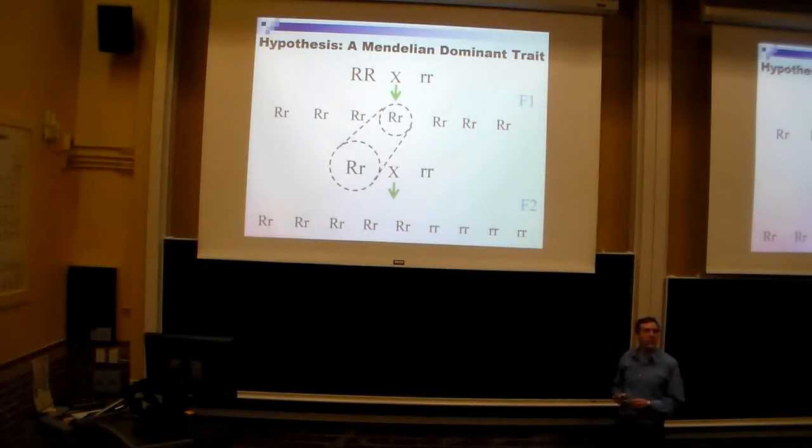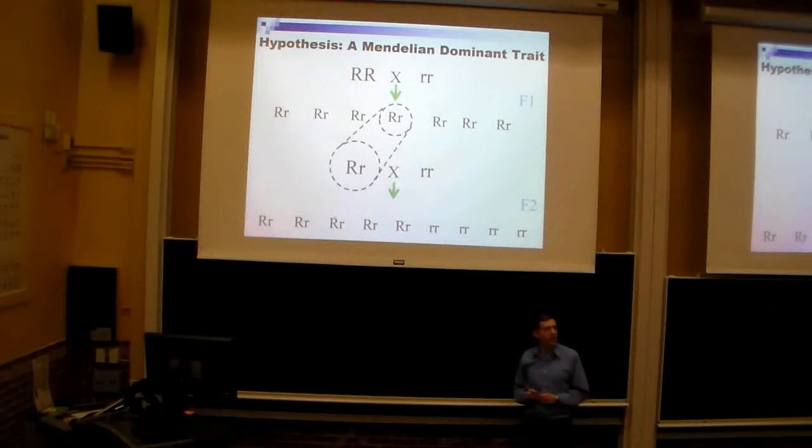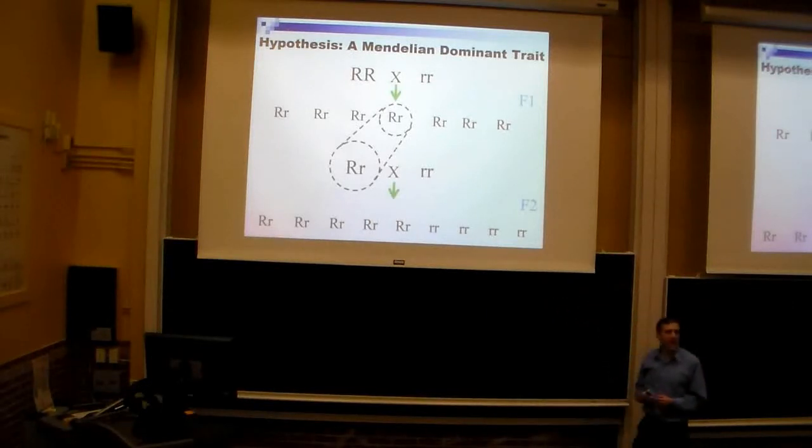In the F1 generation, every fly gets a big R allele from the red-eyed parent and a little r allele from the white-eyed parent, and so we get all heterozygotes, a mixture of big and little alleles, and we would propose that red eyes were a simple Mendelian dominant trait, that all of those would have red eyes.